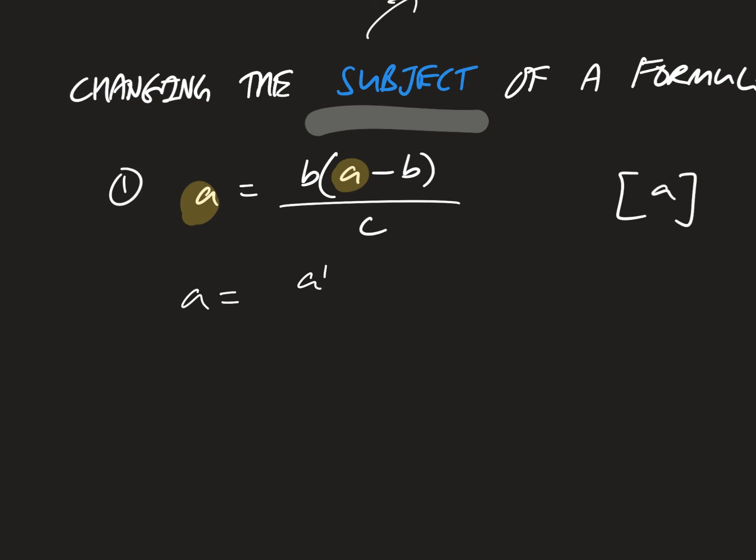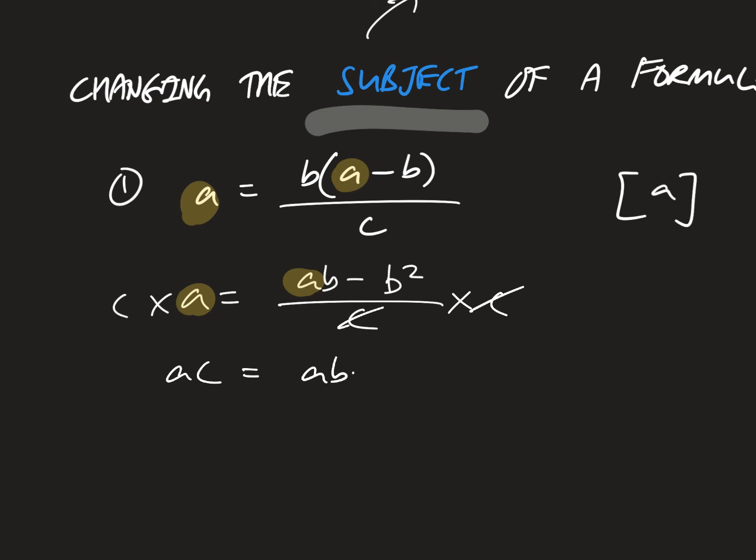Let's expand. So it's B times A is AB, and B times B is B squared, and then it's divided by C. We still have A here and here. We can't move this. This A is kind of stuck there. So let's multiply C on both sides. AC equals, these two cancel out, AB minus B squared.